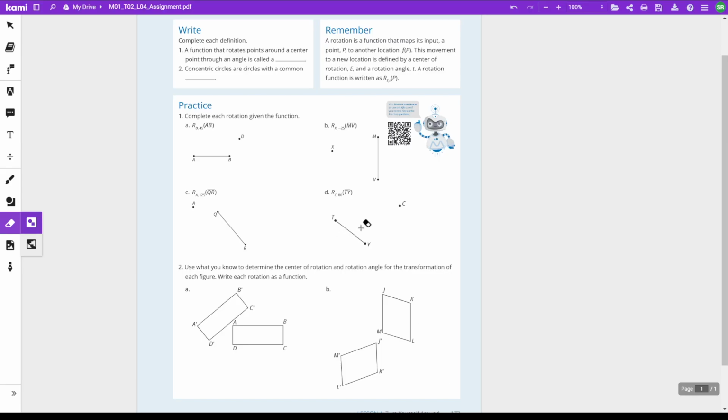This is the assignment on page 173 in the book. And we went ahead and did the practice section here, question 1 and question 2. This assignment focuses on rotation functions. So the first question in the practice section says complete each rotation given the function.